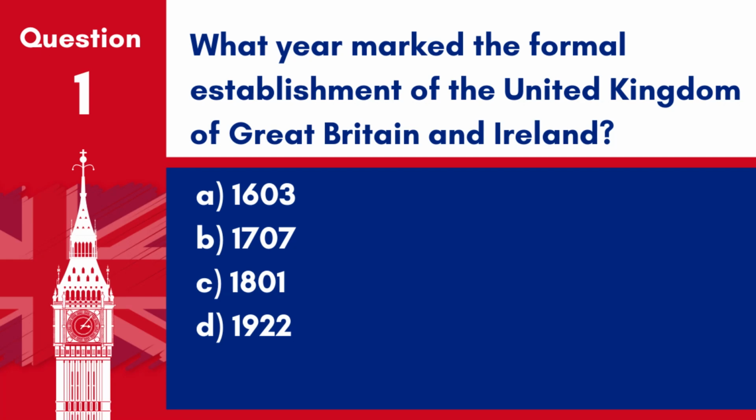Question 1. What year marked the formal establishment of the United Kingdom of Great Britain and Ireland? A. 1603, B. 1707, C. 1801, D. 1922.